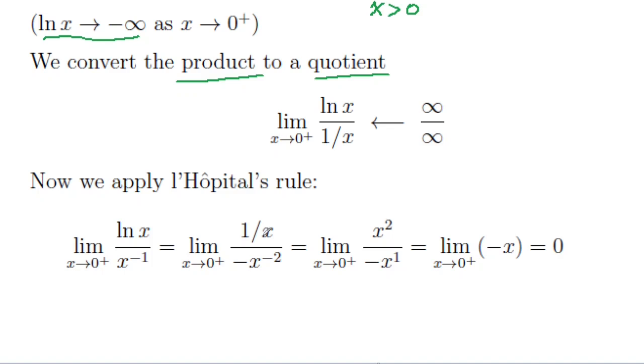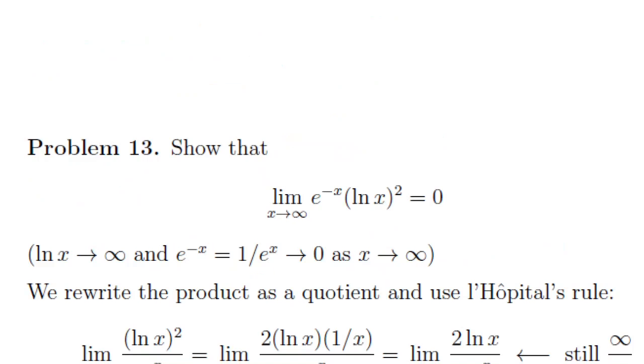Derivative of ln is 1 over x. Derivative of 1 over x, which is x to the minus 1, is negative x to the minus 2. Write everything with the positive power. And notice that you get a cancellation. What's left is minus x, limit of minus x as x goes to 0 plus is 0. And that's the answer. In problem 13, we want to show that this limit over here comes out 0.